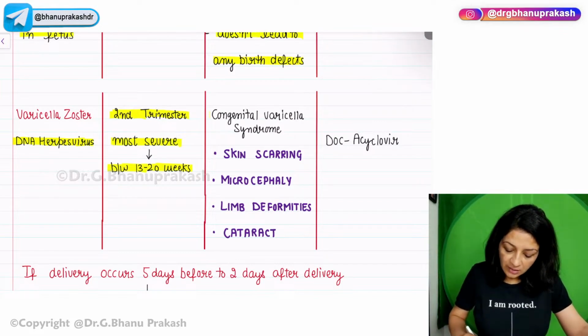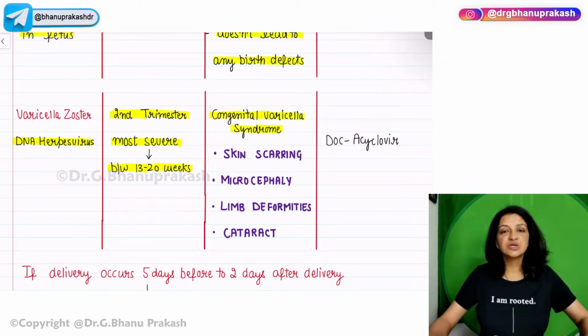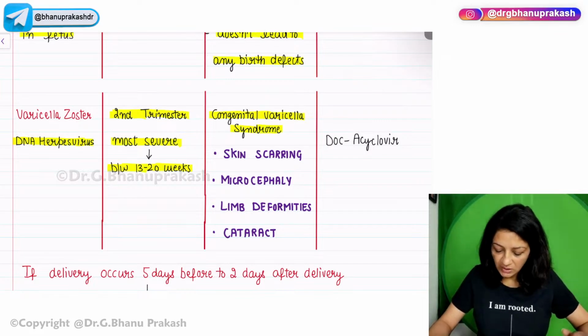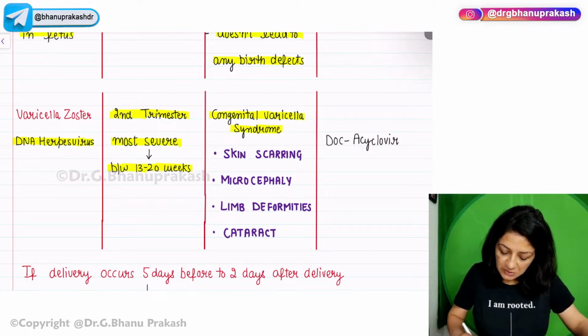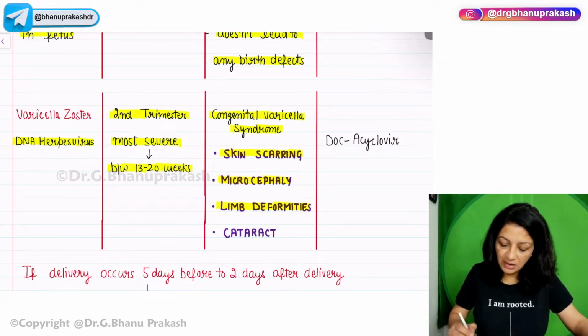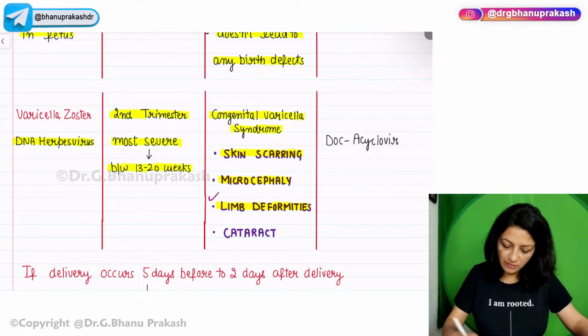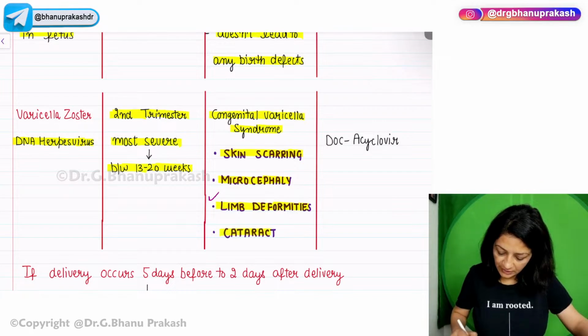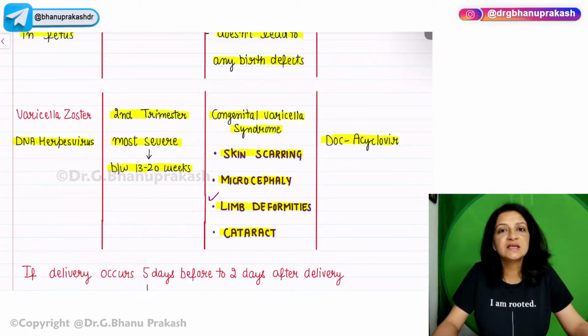Okay. Manifestation is congenital varicella syndrome. If the mother gets the infection and there are chances of transmission at 13 to 20 weeks, then it will lead to congenital varicella syndrome. We will find skin scarring, microcephaly, limb deformities. Please remember, limb deformities are seen in congenital varicella syndrome, and cataract. And drug of choice will be acyclovir.